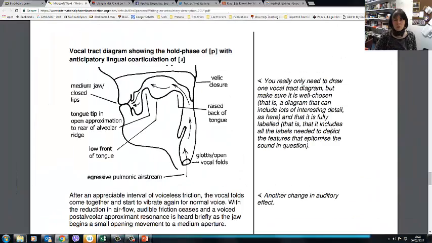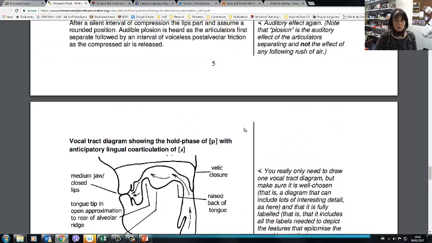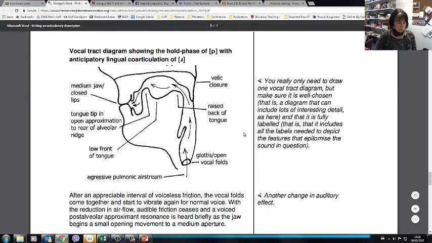So those are the things that I'm showing on this diagram here. And if we look at the diagram produced by Patricia, we can see that we've got something quite similar. She's also got the raised back of the tongue because there was something else going on in the production of this word.